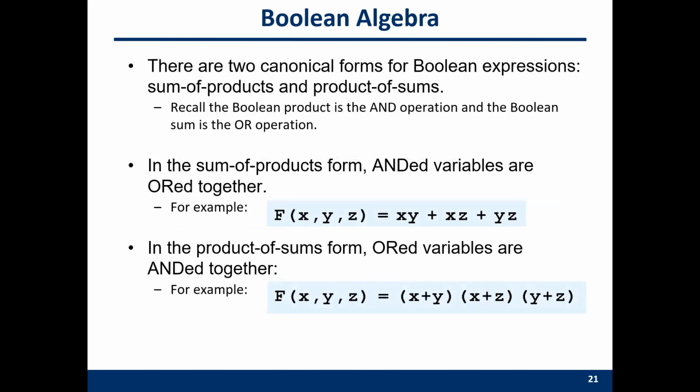There are 2 types of canonical form. The first one is the so-called sum of products. The second one is called product of sums. So in the sum of products form, ANDed variables are ORed together. What does that mean? We first do the AND operation, and then we OR all these 3 items together. So in the product of sums, all the variables are ANDed together. So we first do the OR operation and then AND these terms together.